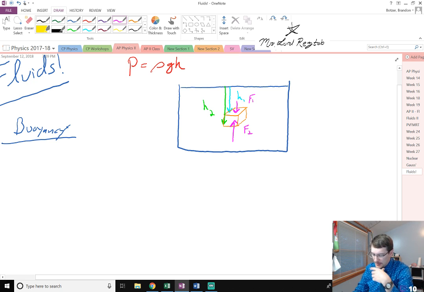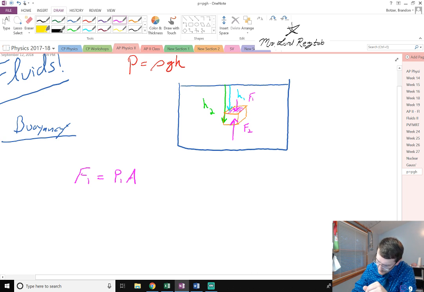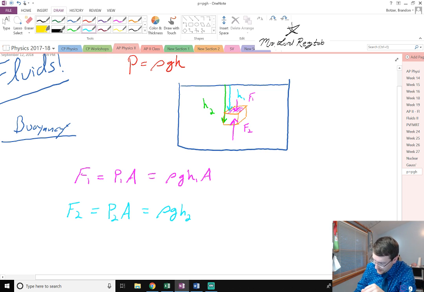So the reason why things feel lighter is because if we look at F1 and F2, a force is equal to a pressure times an area, and that's the top of our box there, this area right there. Since we know what pressure equals, this will be rho g h1 times some area. As for the lower part of the box, F2, same equation, P2, the pressure at the bottom, times some cross-sectional area. That equals rho g h2, the lower depth, times that cross-sectional area.